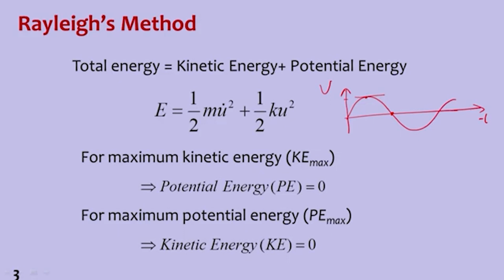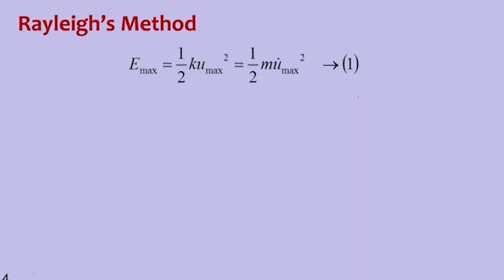Now, using this principle, we can write that half k u max square, that is half k displacement maximum square, the maximum potential energy, will be equal to the maximum kinetic energy. Total energy is kinetic plus potential, but maximum kinetic energy is equal to total energy, and maximum potential energy is equal to total energy, so the two maximum values must be the same. Then here we are making an assumption of the displacement function.